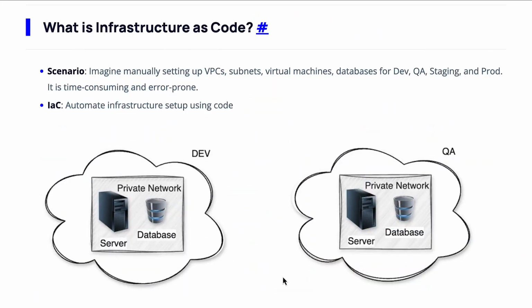Welcome back. In this step, let's focus on infrastructure as code. Whenever you'd want to create a cloud environment, you'd want to set up a VPC or a virtual private cloud, or you'd want to create a private network first. Inside that, you'd want to create multiple subnets. Inside that, you would create your servers, or you would create your virtual machines, and you would create your databases.